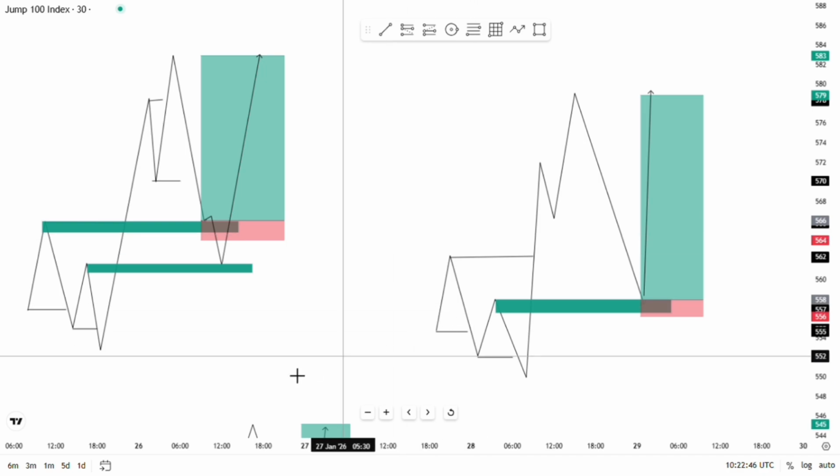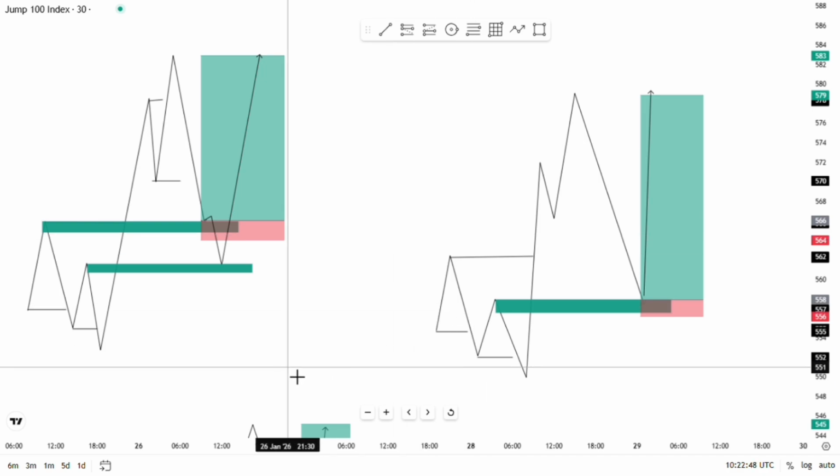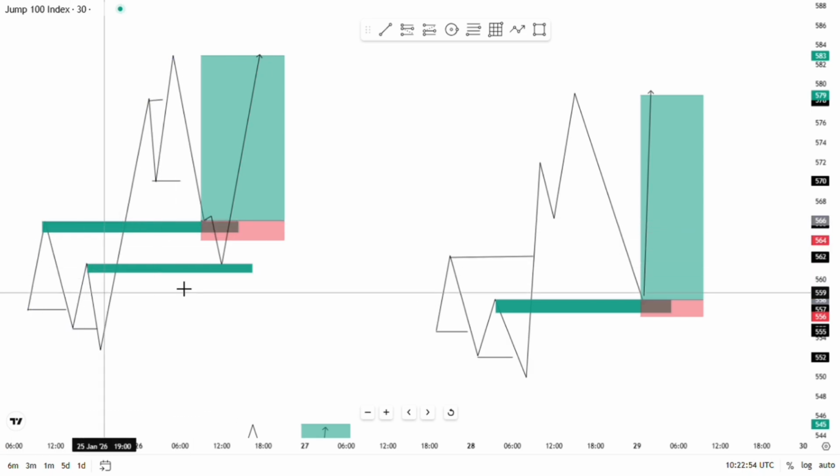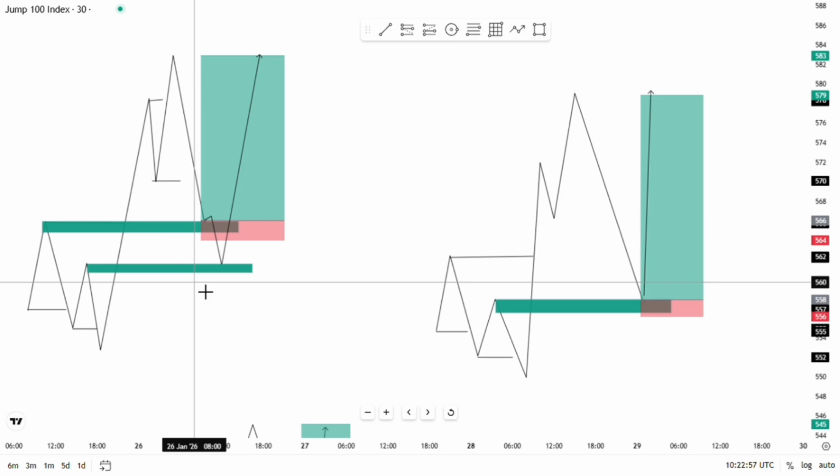And if you guys don't know how to do this, some people will be like, okay, two break of structure together, like big break of structure and the small break of structure. You take the break of structure. You understand?